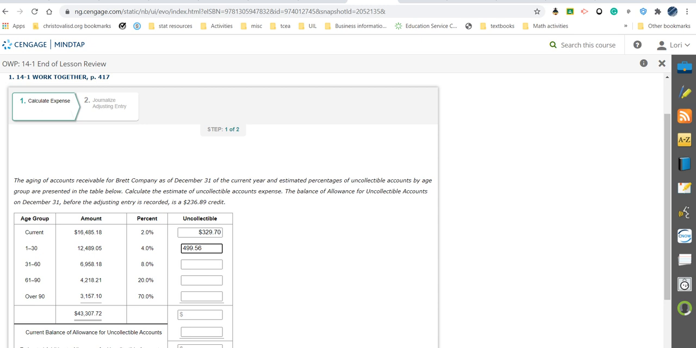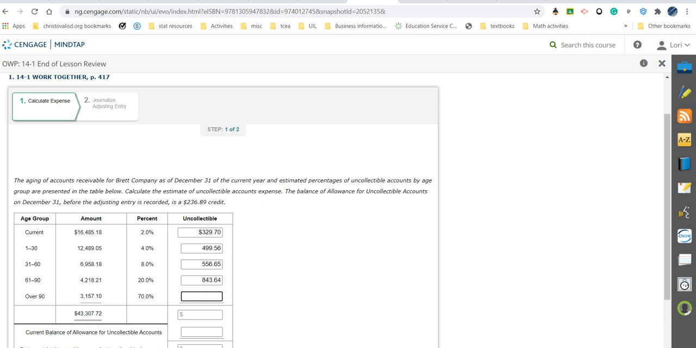So $958.18 times 8% gives us $556.65. Then we have $4,218.21 times 20%. We're at the over 60-day old. And as we see, we're starting to make bigger and bigger increases as we go further and further out. And that's $843.64 when we multiply.